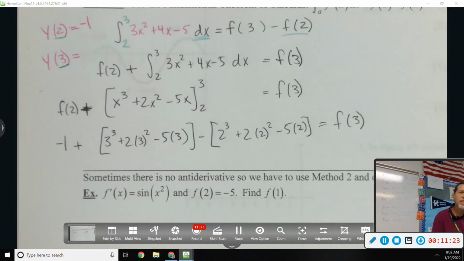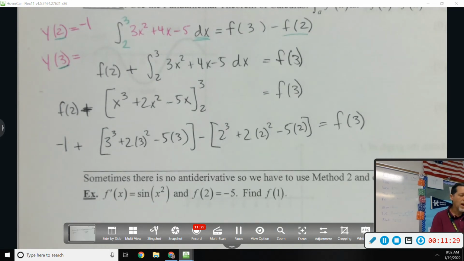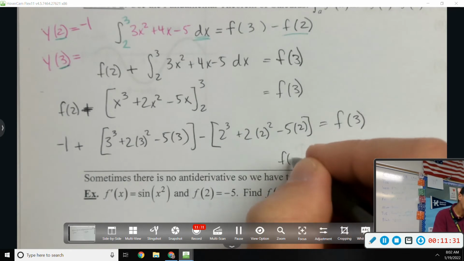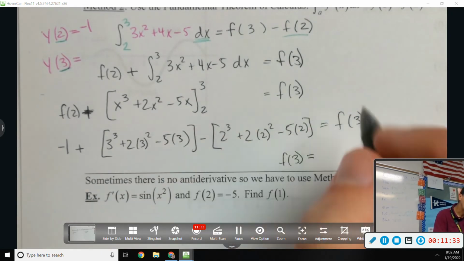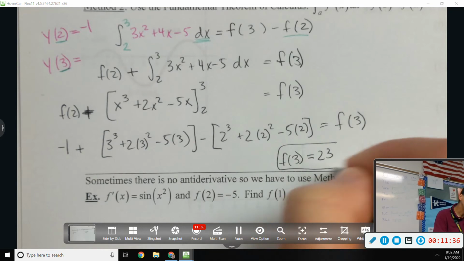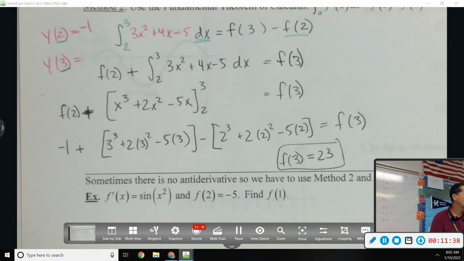And is that a safe stop? Yeah, that's calculator ready. It's a mess, but it's calculator ready. Now, just to confirm, if I type it all into the calculator, I get 23, which is what we got in the first method. Now, I don't know which one of those methods is easier, because you had to integrate either way. You had to plug in 2 and 3 either way, different places. So they look a little different, but you end up at the same spot.